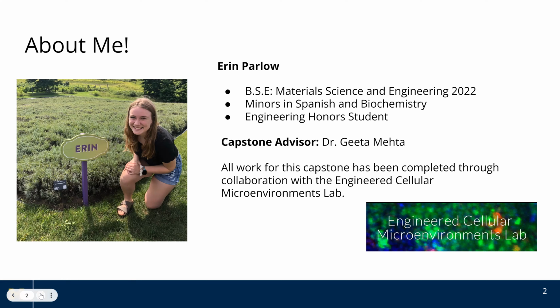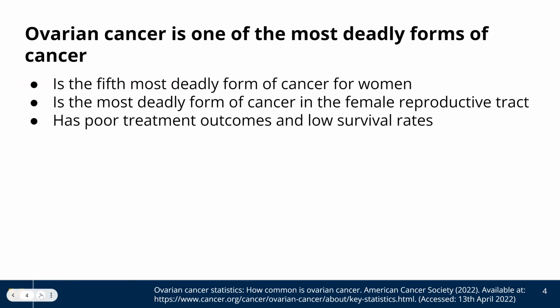I want to start by giving a little bit of background about ovarian cancer itself. It is one of the most deadly forms of cancer experienced, the fifth most deadly form of cancer for women, and is the most deadly form of cancer for the female reproductive tract. It has poor treatment outcomes and low survival rates, and that's mostly due to a lack of early diagnostic methods, which makes treatment difficult once a person is diagnosed with ovarian cancer. And so you can see from these statistics how broad the impact is for understanding and being able to treat the disease better.